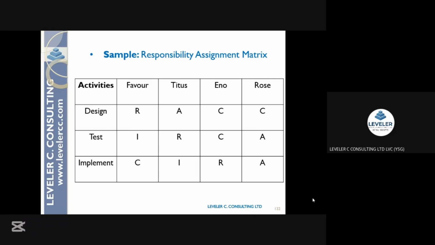Okay, fine. So who is accountable for the design? Titus. Okay, somebody is still calling Favor. Titus. Okay, fine. I think you have corrected yourself.